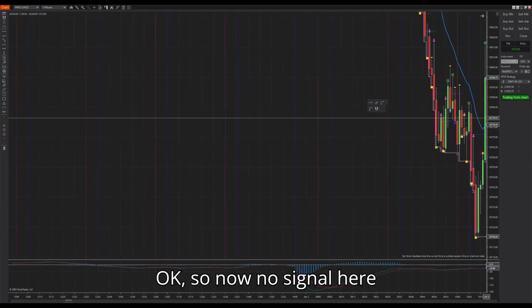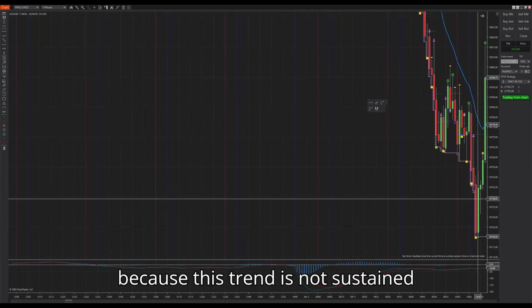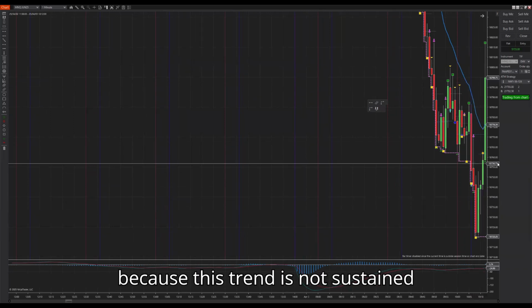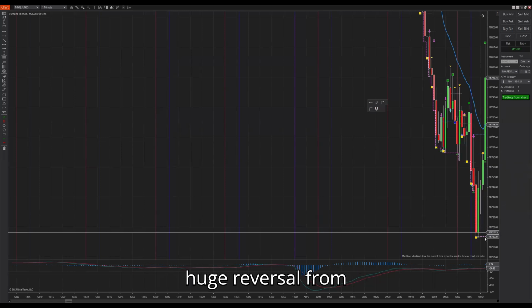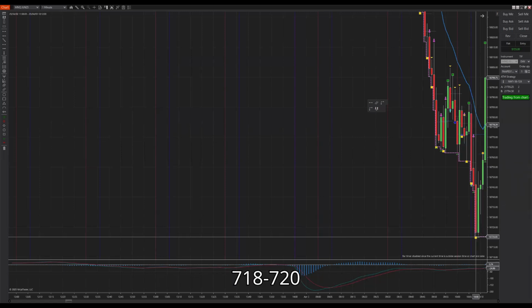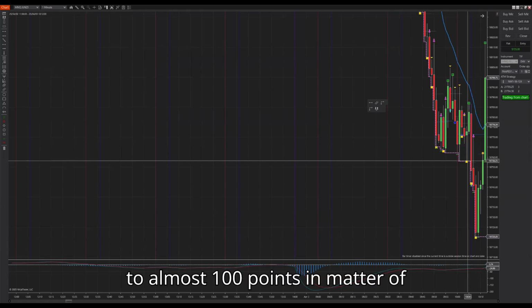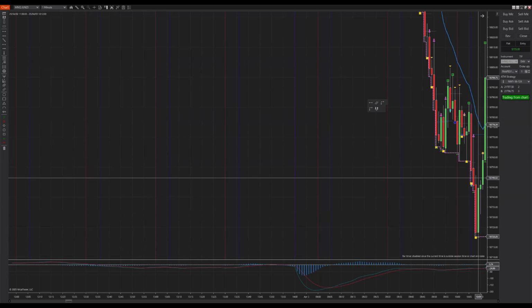Okay, so now no signal here because this trend is not sustained yet, even though it is quite a huge reversal from 718, 720 to almost 100 points in a matter of few minutes.